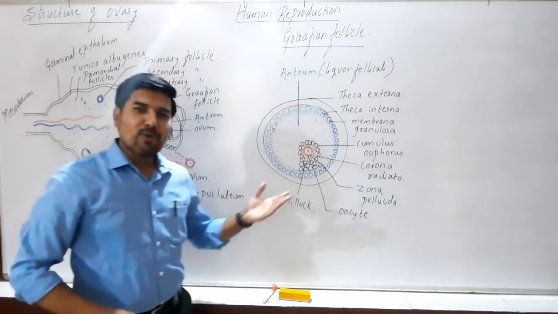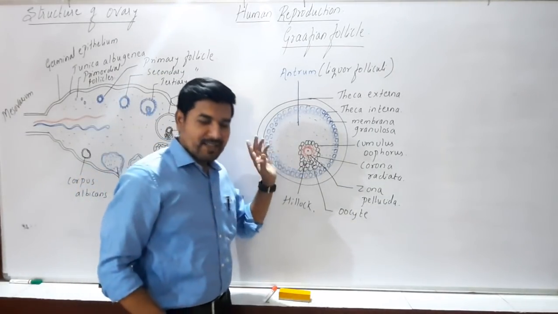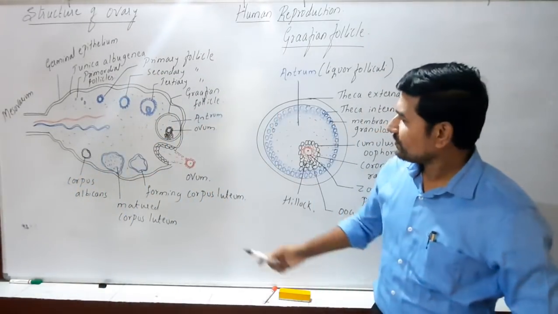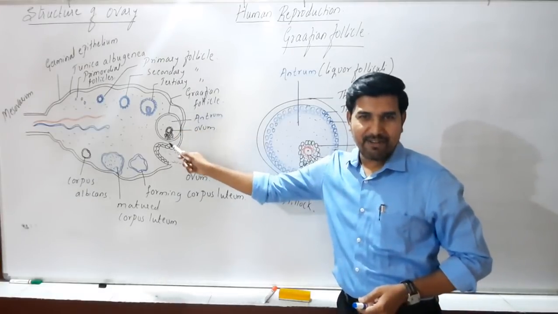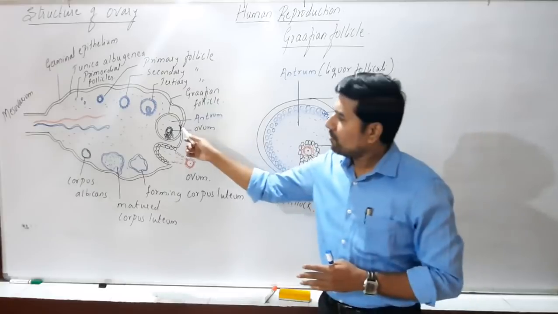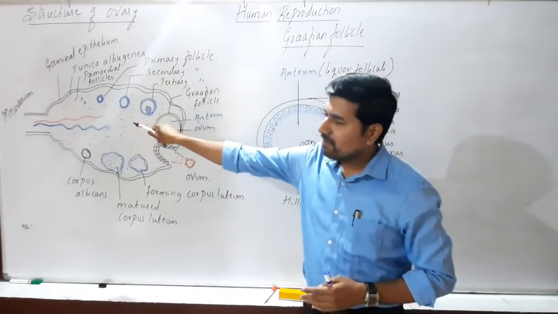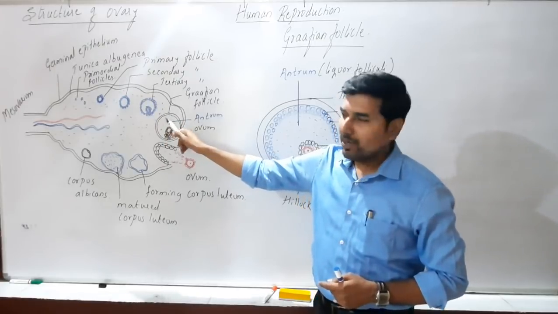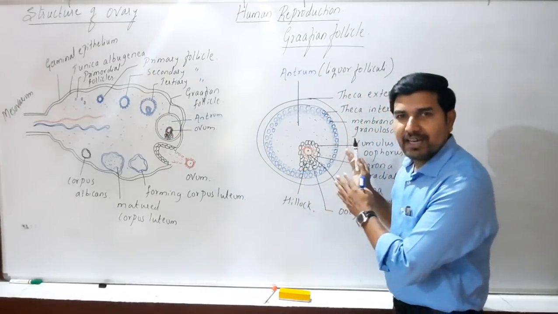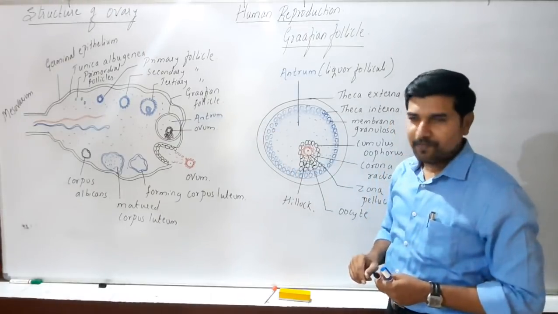Okay, now look at the structure of the Graafian follicle. The Graafian follicle is the matured follicle. Look at this. This is a Graafian follicle. How is the Graafian follicle formed? It is formed from its precursor follicular cells. What are those? Primary follicle, secondary follicle, tertiary follicle. The matured follicle is the Graafian follicle. The Graafian follicle is the matured follicle in the ovary.